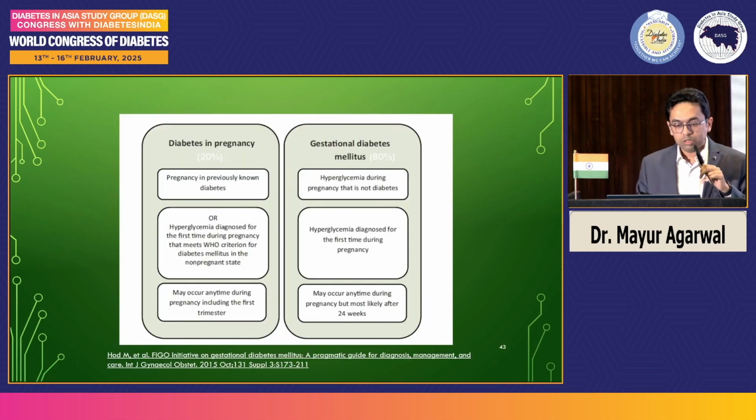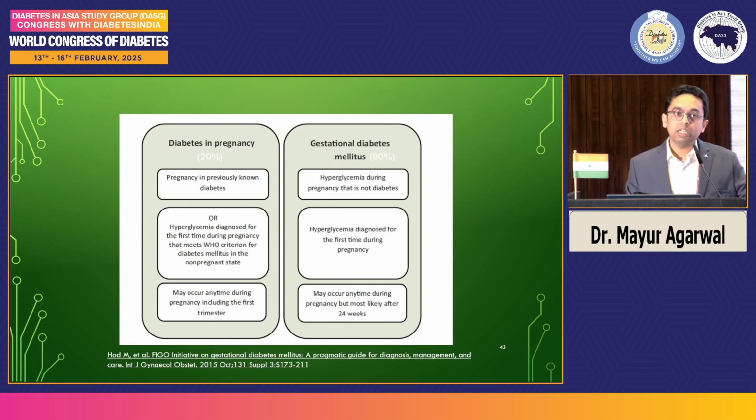Now this is what is diabetes in pregnancy. Maybe the patient is not on treatment, but your HbA1c is, say, 8 during the first antenatal visit. That means it was undiagnosed diabetes. It is diabetes in pregnancy. GDM we have cutoffs, okay, I will come to that. So previously known diabetes or undiagnosed diabetes in pregnancy is diabetes in pregnancy.